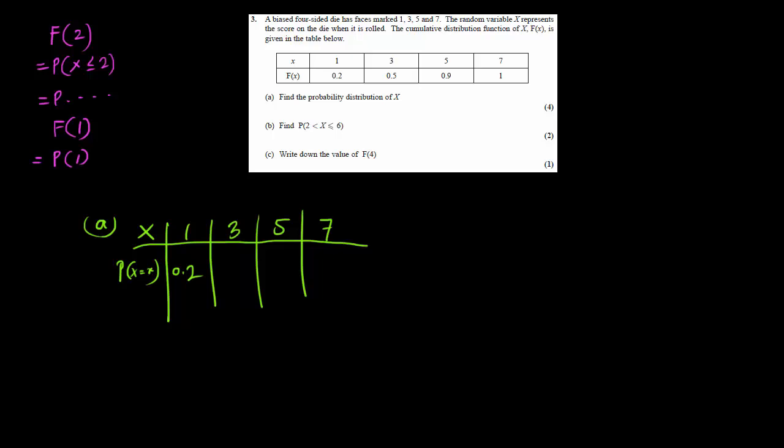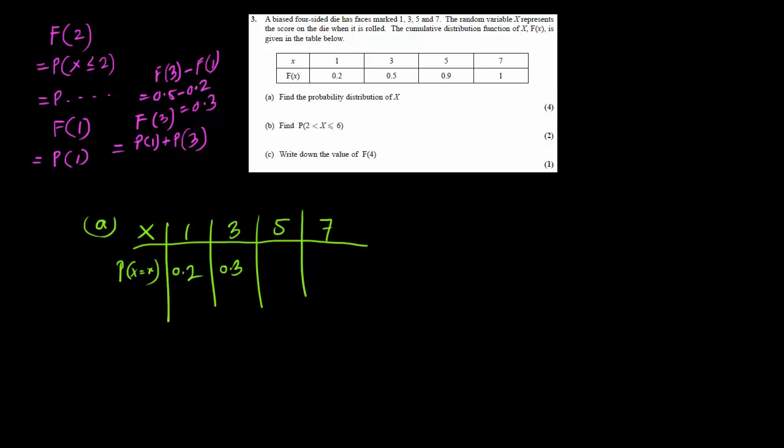The next one is F(3). F(3) means all the probability added together. That means P(1) plus P(3), because there are only two up to that point. So now we already know what P(1) is. If we remove F(1) from F(3), we get the probability 0.5 minus 0.2, which is 0.3. So that would be the probability of P(3). Remember, F(3) is the total of all the probability up to that point. So if we remove the previous probability, we get 0.3, and that is P(3).